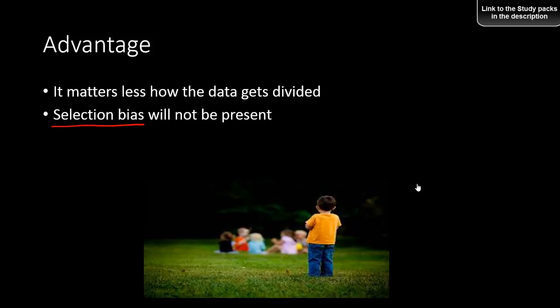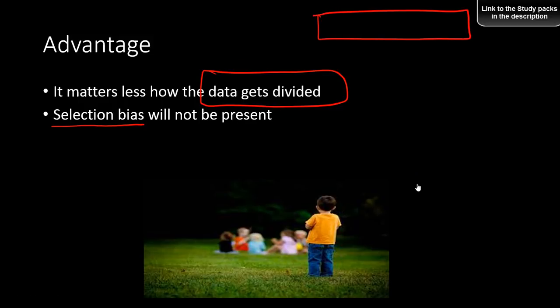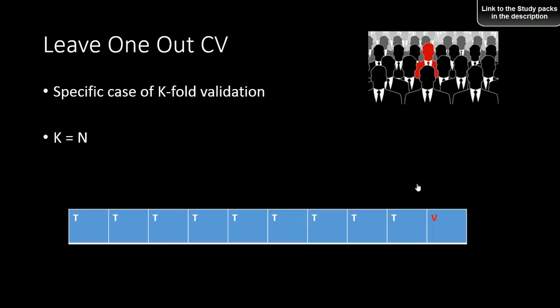Now, the advantage is that it matters less how the data gets divided. Okay, it doesn't matter how you divide data. So if I have a sample, you're not sure whether this much you will take as training and the rest you will take as holdout. So how can you decide this much is just training? So that selection bias or the decision about how to take training is now immaterial. It doesn't matter in a k-fold selection. So selection bias is the main advantage, just to remember.